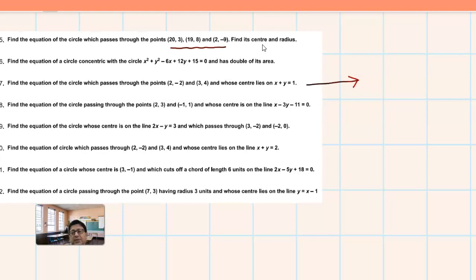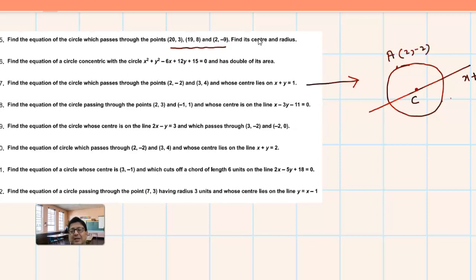The equation of the circle which passes through the points (2, -2) and (3, 4), and whose center lies on a line given over there. This is the line x plus y equal to 1, the center will lie on it, and these are 2 points, say A is (2, -2) and B is (3, 4). This is the diagram.